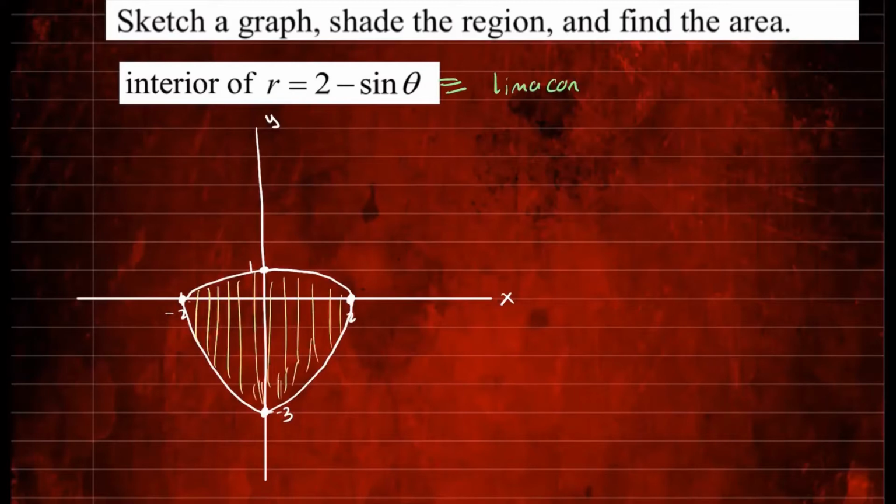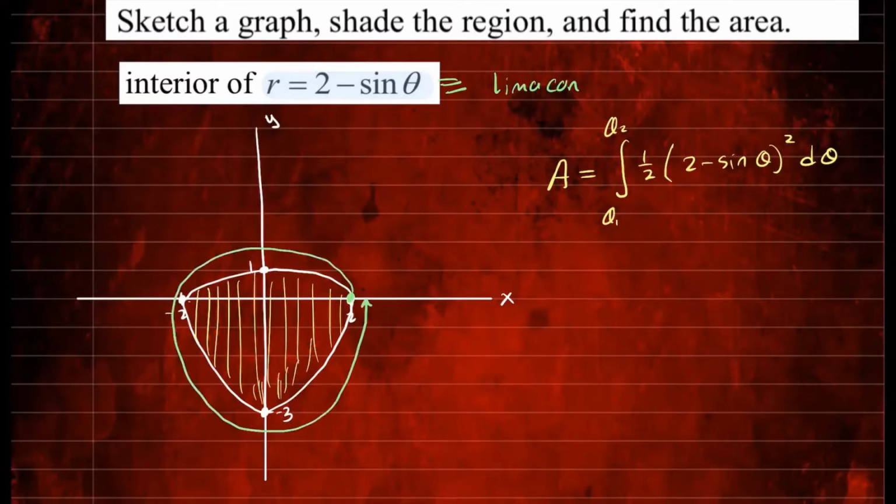So we're going to set up the definite integral as follows. The area is going to be the integral from theta 1 to theta 2 of 1/2 r squared. Well, r is this formula in terms of theta, so this is 2 minus sine theta squared d theta. Now, theta 1 is the first point where the region starts, and theta 2 is where the region ends. So we're going to start right here and then go all the way around and end right here, which means theta 1 is going to be 0, and theta 2 would be 2 pi. So those are the limits of integration.